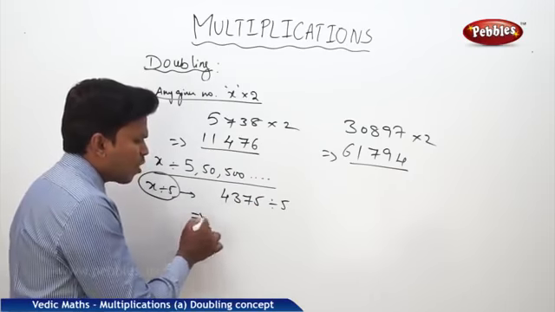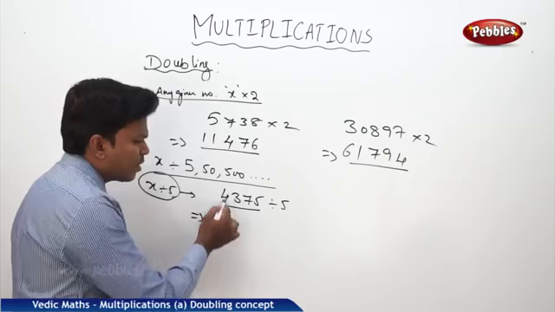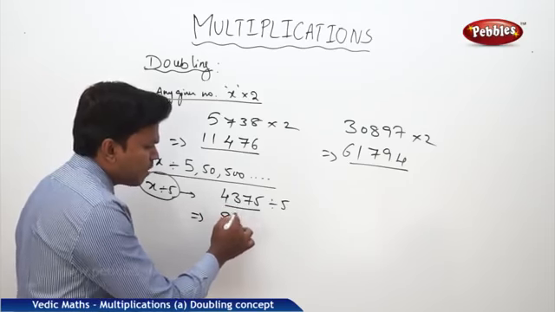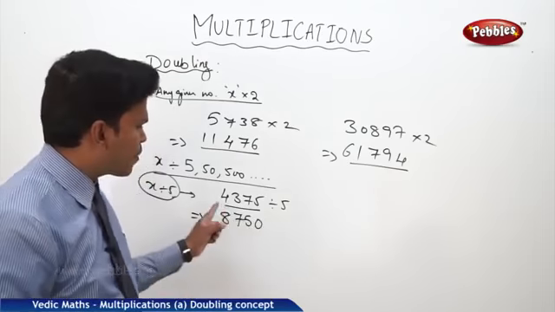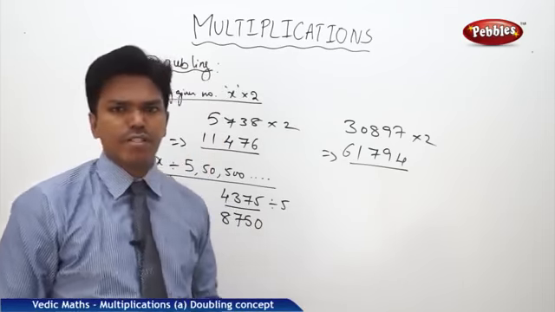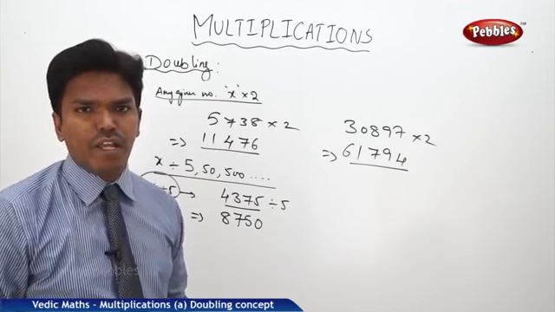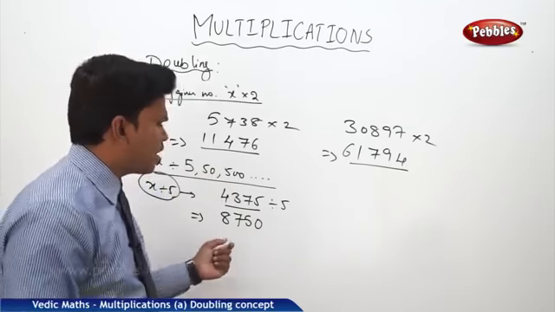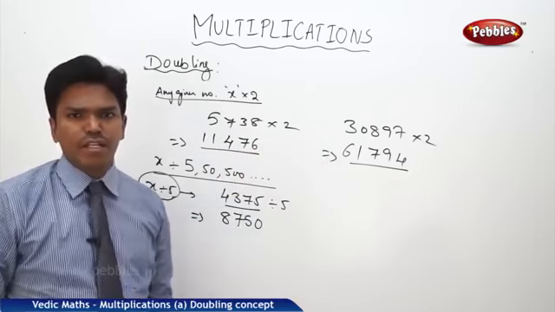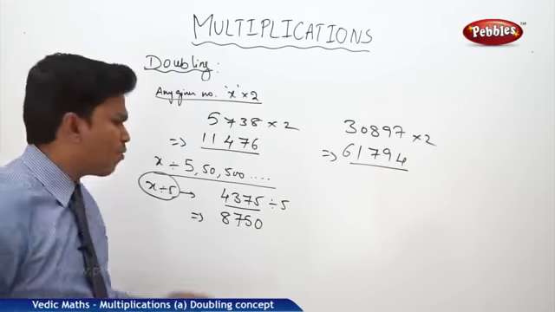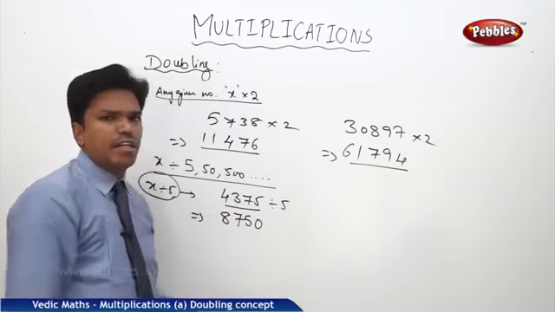Simply double the number. How much will you get? Double of this one is how much? 8, 2 4s are 8 but 8, 6 but 7, 4 but 5, 0. So double of 4375 is 8750. I did the doubling. I think there is no need of explaining again, because we have already done doubling many times. It will be an easy task for you. So what I did, I just doubled the number.